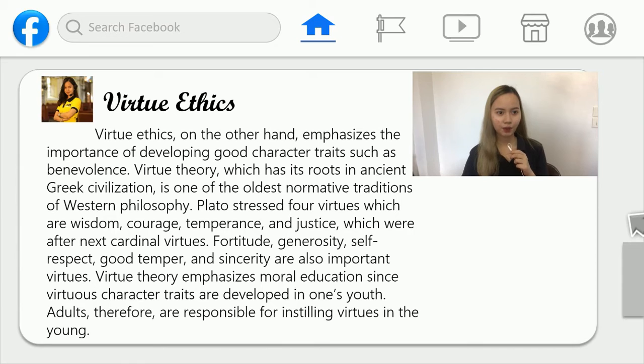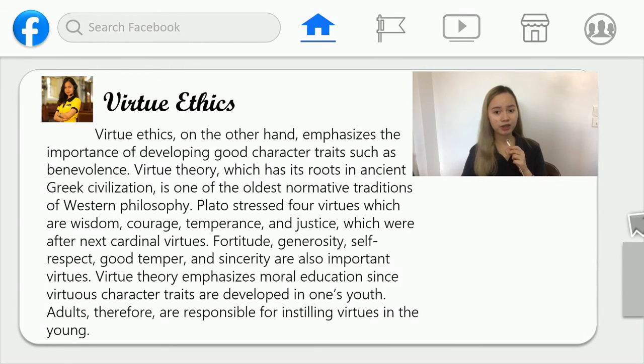Virtue theories. Many philosophers claim that morality is defined through adhering to clearly defined rules of conduct, such as don't kill or don't steal. Virtue ethics, on the other hand, emphasizes the importance of developing good character traits such as benevolence. Virtue theory, which has its roots in ancient Greek civilization, is one of the oldest normative traditions of Western philosophy. Plato stressed four virtues, which are wisdom, courage, temperance, and justice, which were later called cardinal virtues.